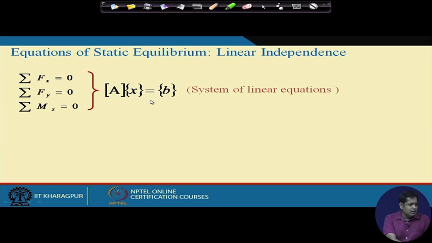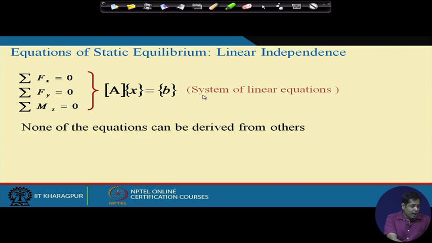Now, the solution of this equation gives you the understanding of the physical process. In order to have a unique solution, the equations need to satisfy a certain property: these linear equations should be independent. By independent, we mean that none of the equations can be derived from the others.